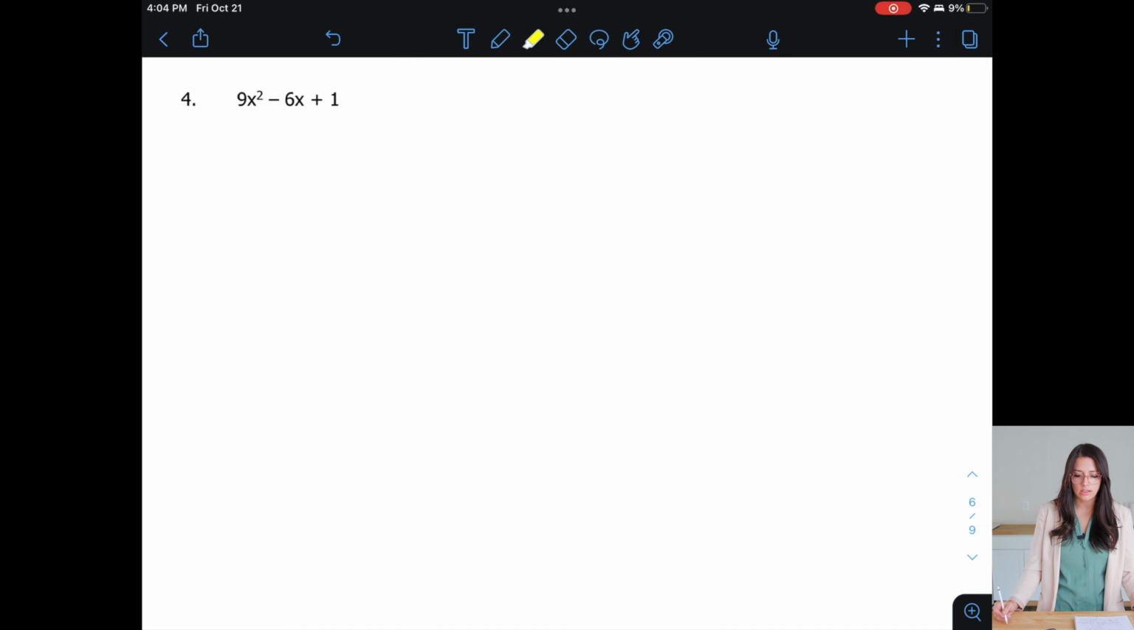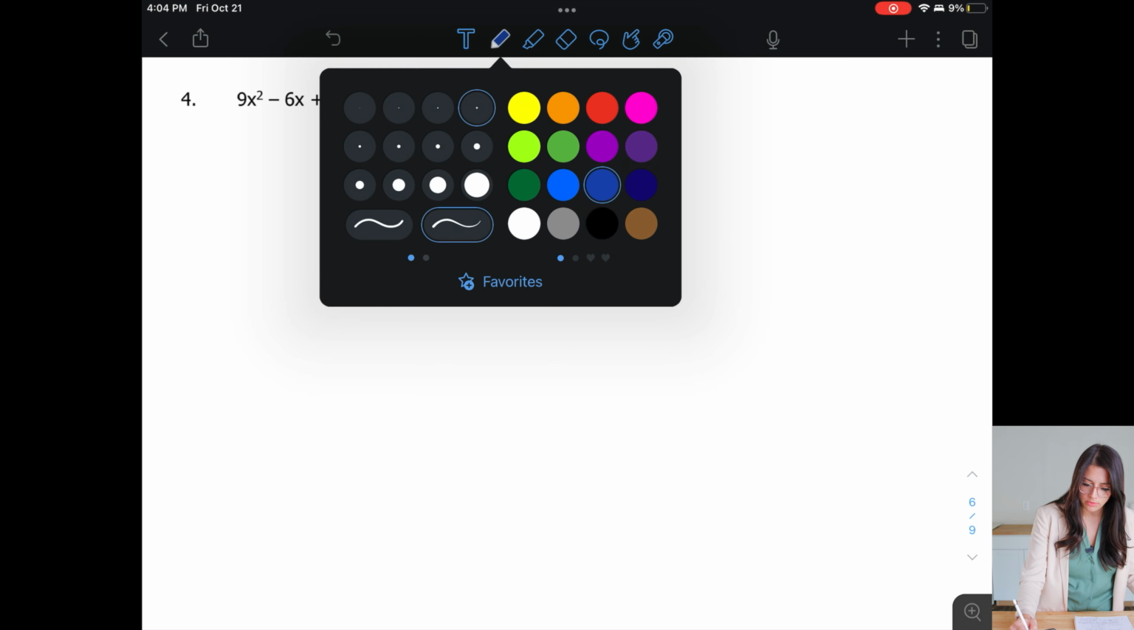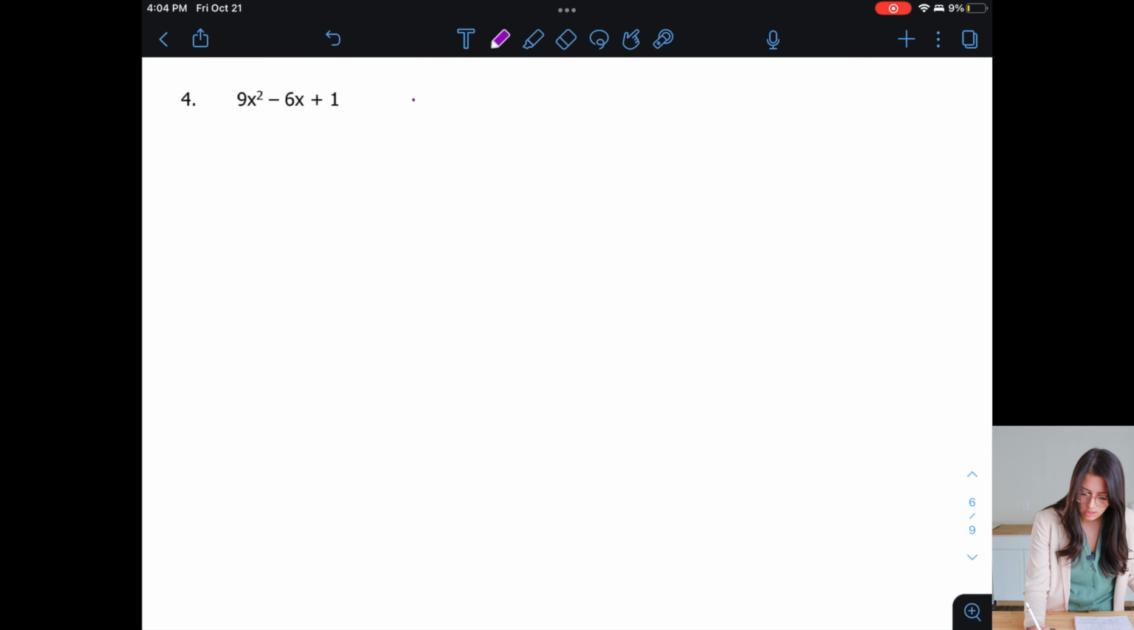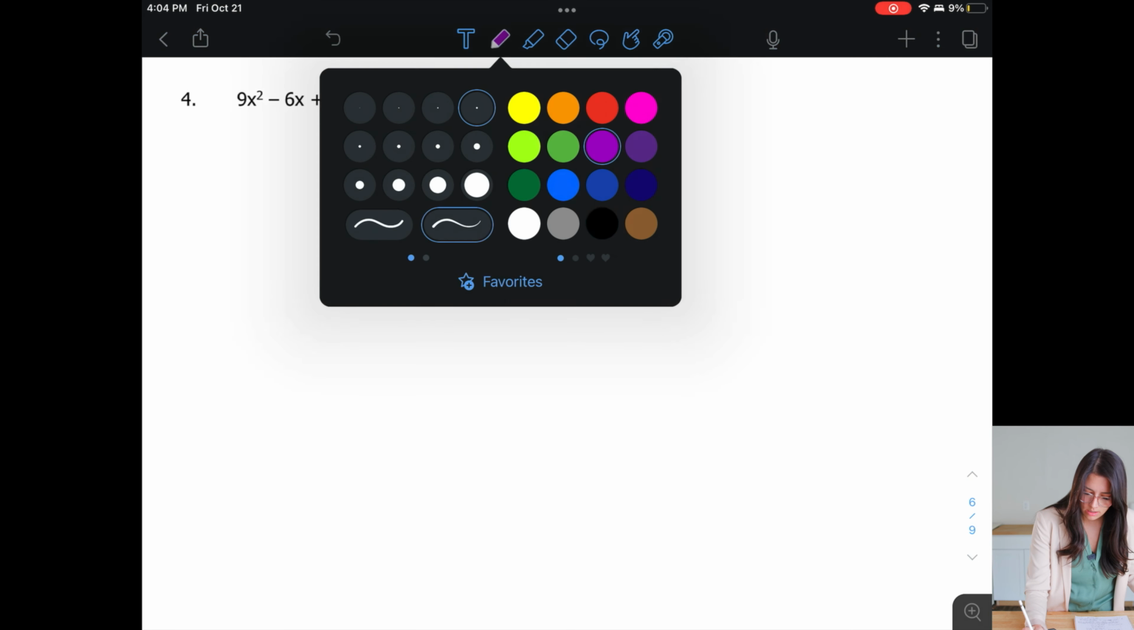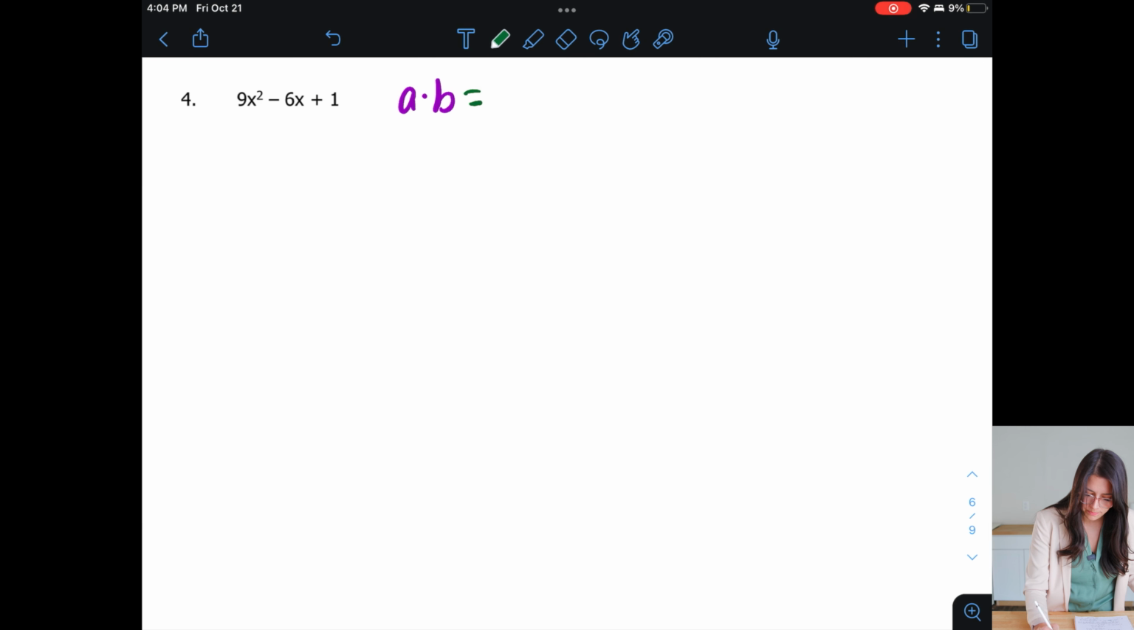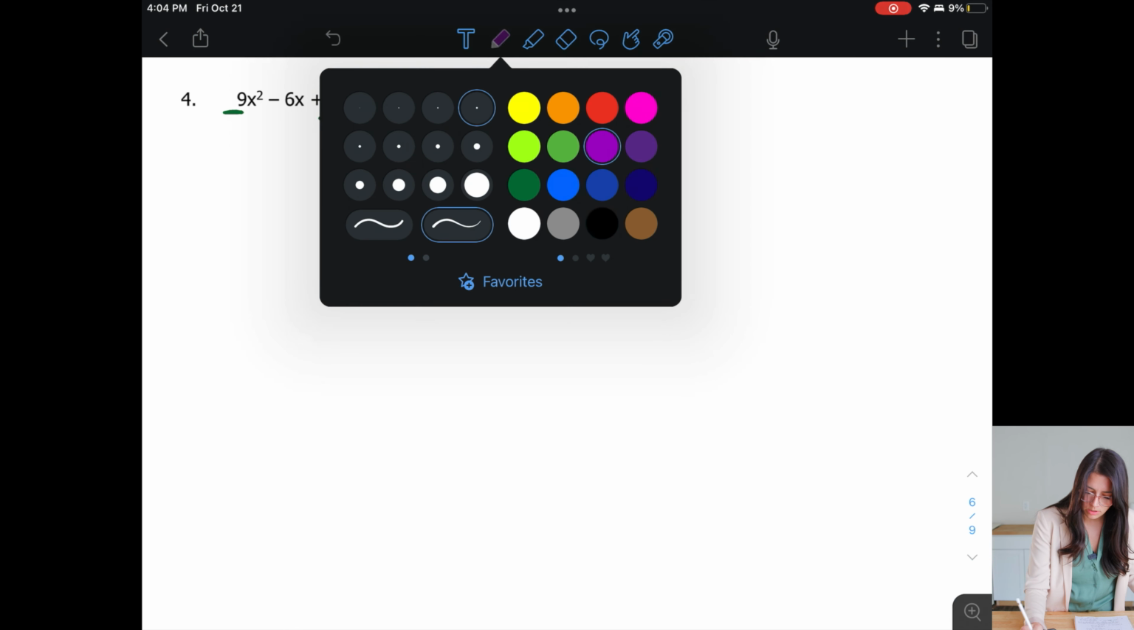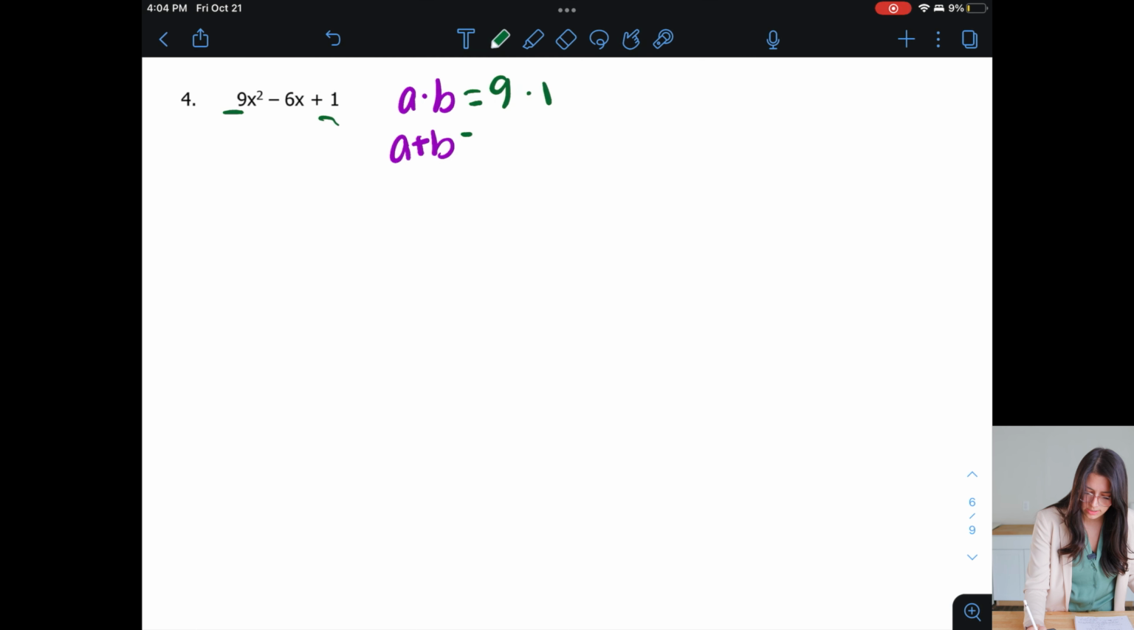Number 4 says 9x squared minus 6x plus 1. Let's begin by finding our a and b term. A times b equals our first term, 9, times our last term, 1. Then a plus b equals our middle term, which is negative 6.